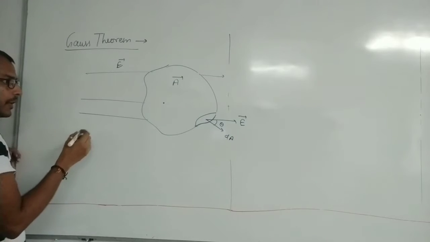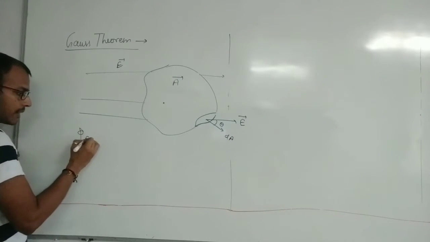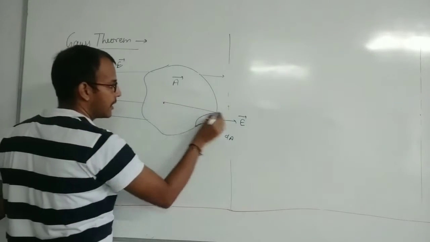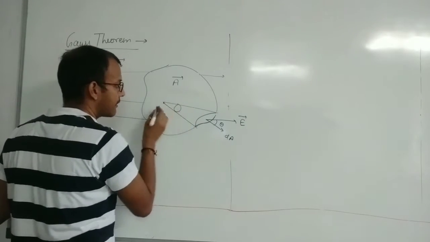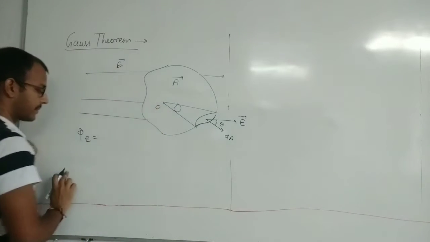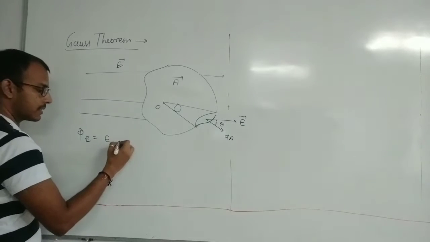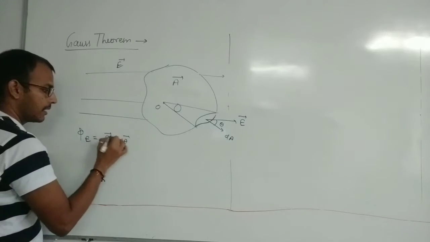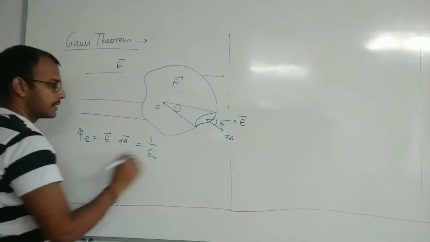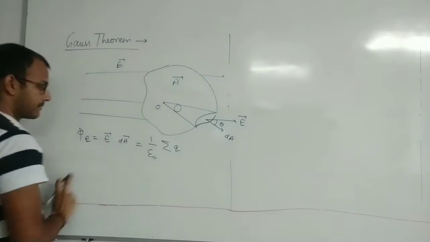So now according to Gauss theorem, total electric flux passing through an enclosed surface area through this areal vector is E dot dA equals to 1 upon epsilon naught times the total charge enclosed by the whole surface.